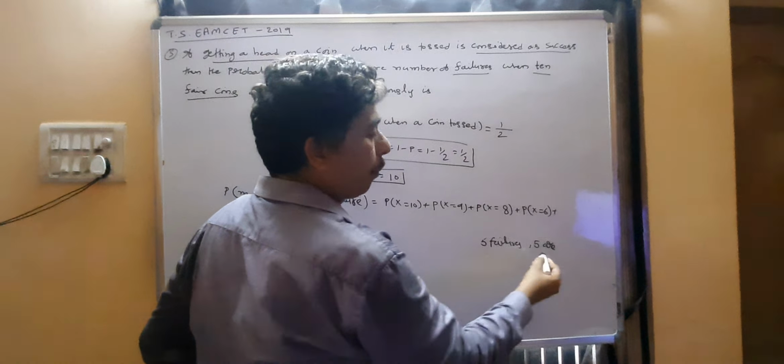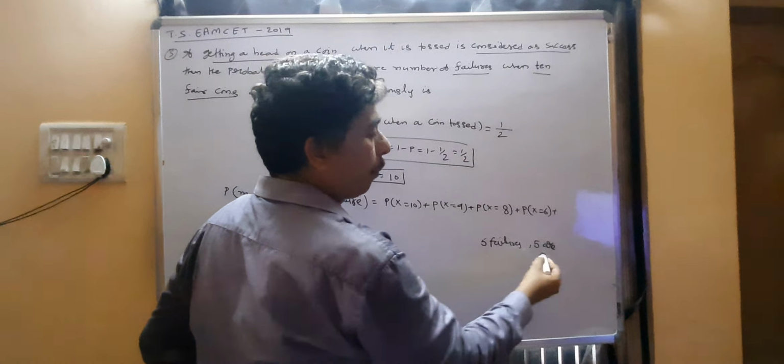So probability of x equal to r. We know the formula by the binomial distribution: nCr Q power n minus r P power r. In this case, P and Q both are equal, P equal to Q equal to 1 by 2. So this becomes nCr, 1 by 2 whole power n minus r, 1 by 2 whole power r. A power m into a power n is a power m plus n. That means n minus r plus r, n we get.